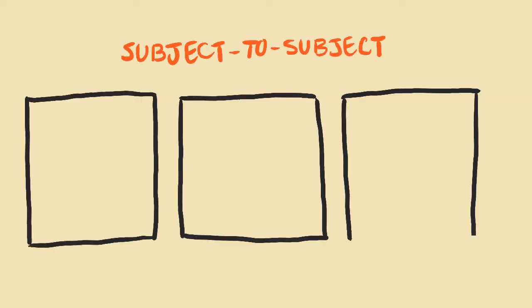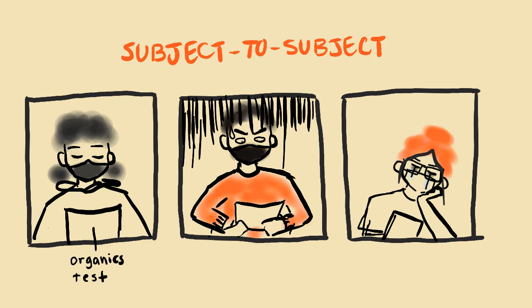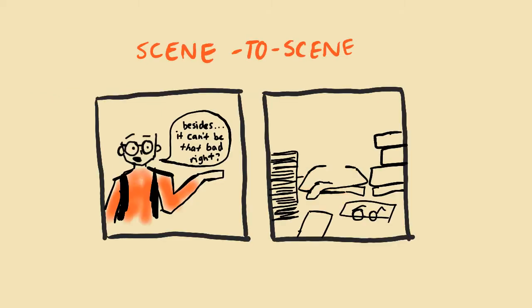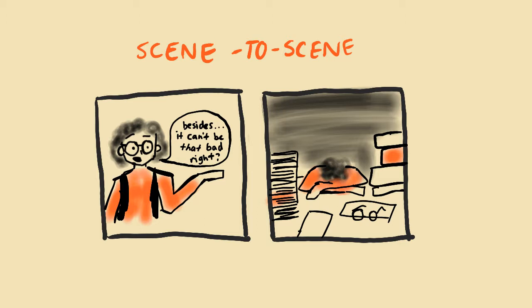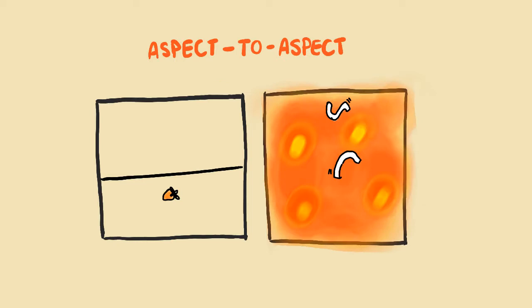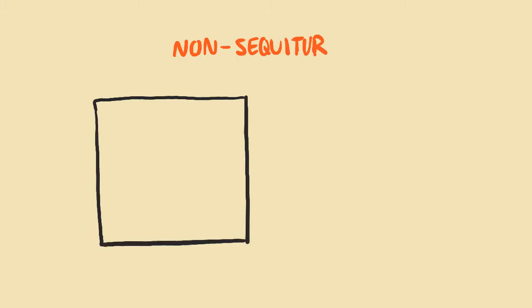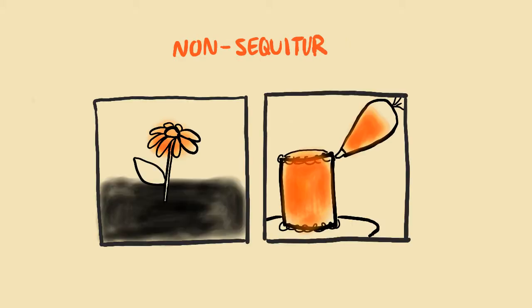Subject to subject shows one scene, but switch to a different subject, such as from one person to another. Readers might use their imaginations more and fill in what's happening between the two subjects. Scene to scene is used to transition between a large time gap. Readers will use their imagination to fill in these gaps. Aspect to aspect is similar to subject, whereas we're still looking at the same scene, but from a different aspect, such as a closer shot. Lastly, non sequitur is used to describe panels that have no logical relationship.